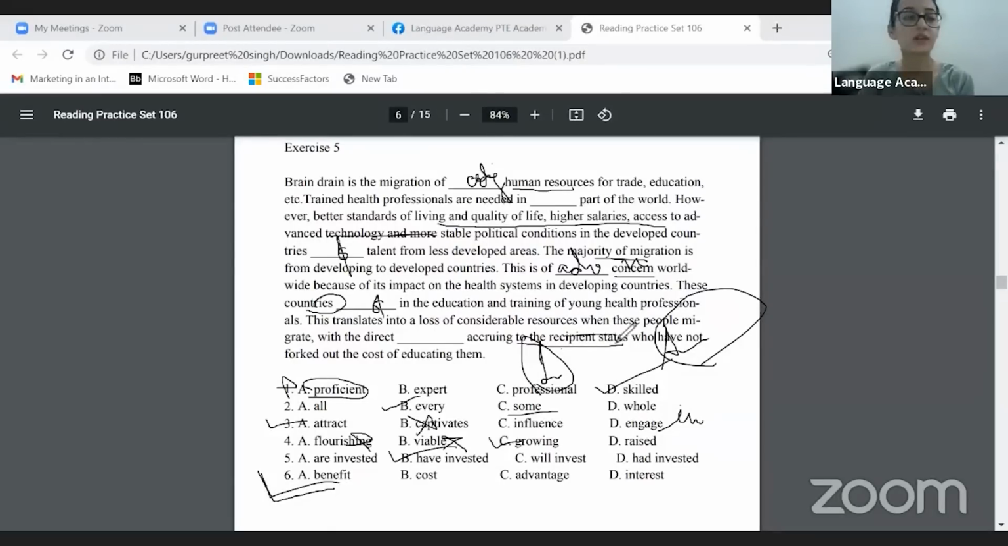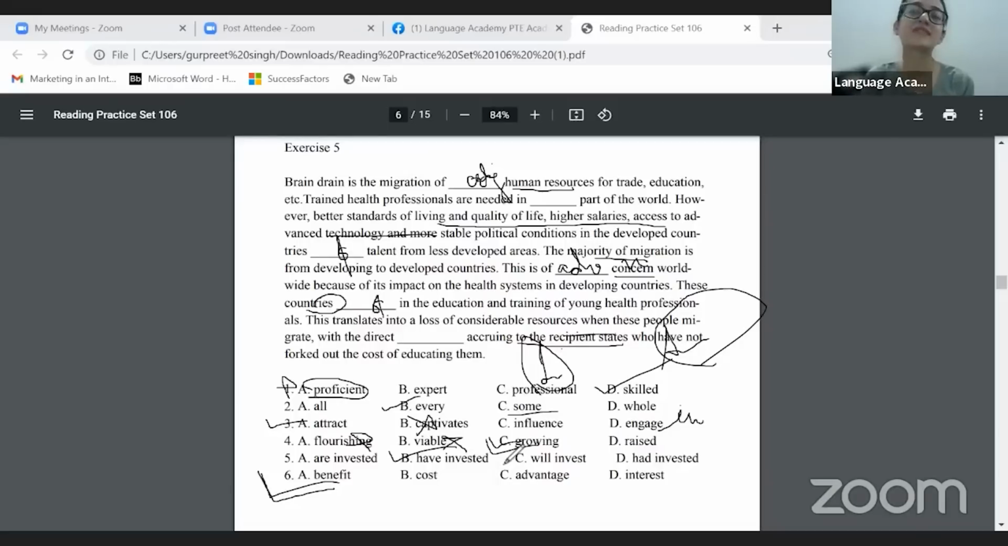The first one, skilled human resources. The second one, every part of the world needs professionals. The third one, the noun is plural, so we need a verb without s. So we'll go with attract. These facilities, they attract the people from developing countries. The fourth one, concern is negative, so we cannot go with positive adjectives, flourishing or viable. We'll say this is a growing concern. Growing because this is the situation right now.